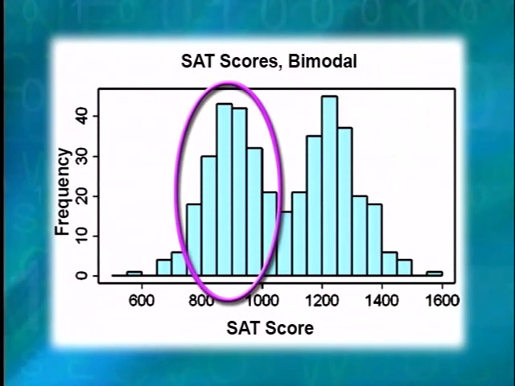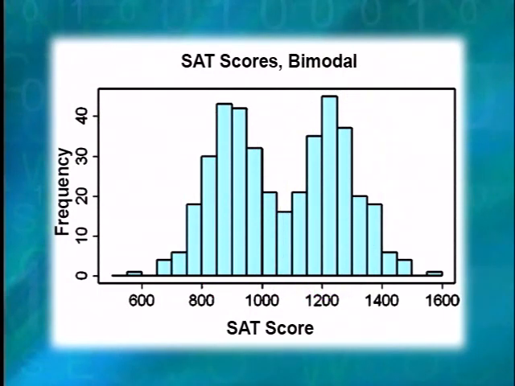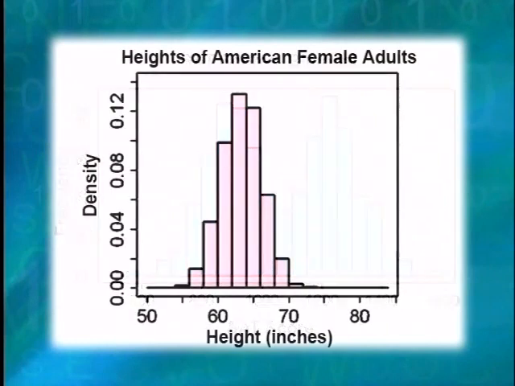They're only in the 7th grade, for heaven's sakes. And then by the time they get to the 11th grade, they tend to have higher scores. So putting those data together, we get what's called a bimodal distribution. It has 2 separate peaks to it.